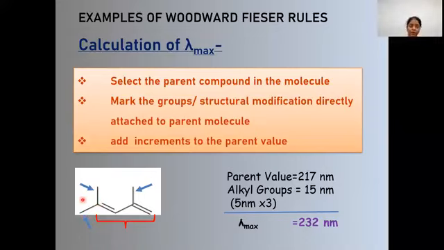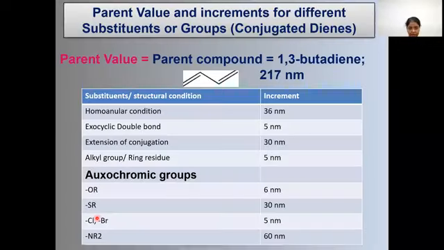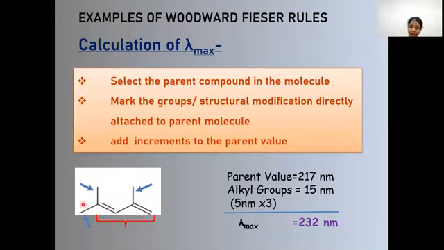So total 3 alkyl groups are present here, 1, 2, and 3. For one alkyl group, the increment is 5 nanometer. Here 3 alkyl groups are present. So total increment due to 3 alkyl groups will be 15. The calculated value of lambda max will be 232 nanometer.